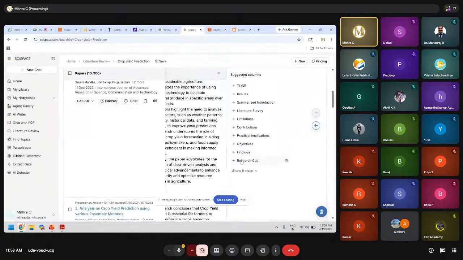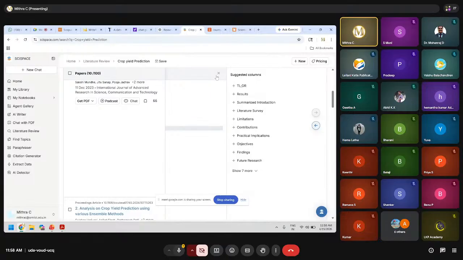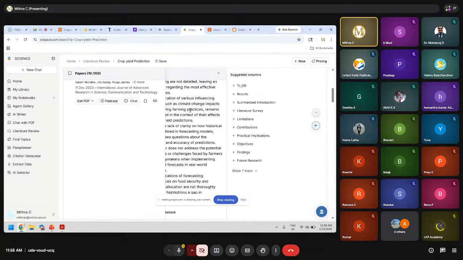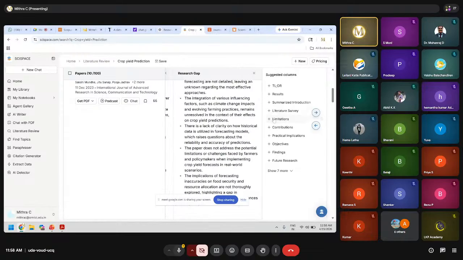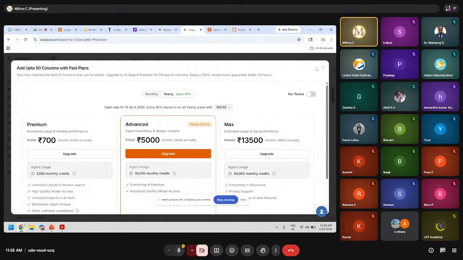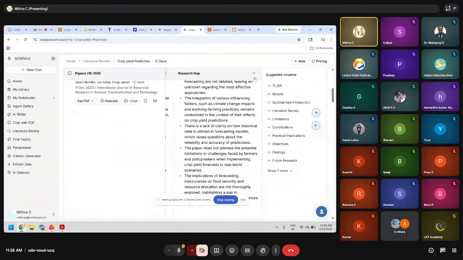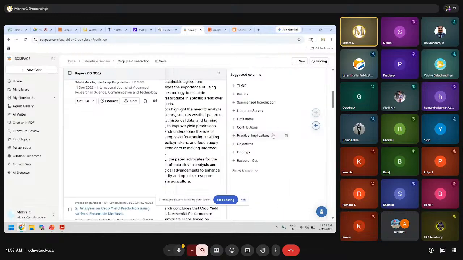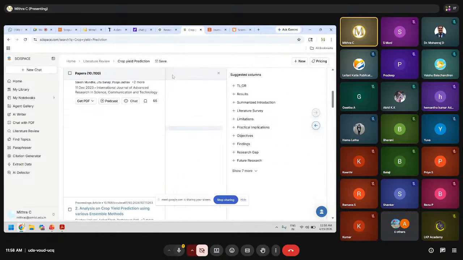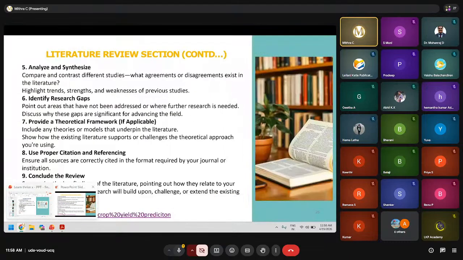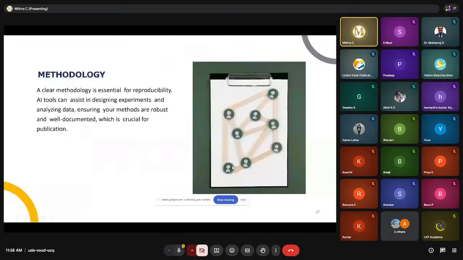And the research gap also can be summarized over here. But one constraint is, if it is the payable version, you can look at all the things in a single go. Here, if I try to add the future result, that is not possible, as only 5 columns can be added. If you want to remove one column and really know about the contribution, you can add it. Only 5 columns can be added in the non-payable version. So this is how your literature review part can be easily sorted.